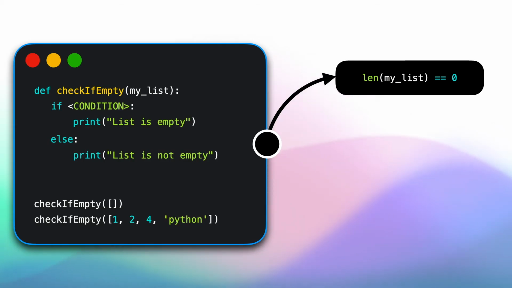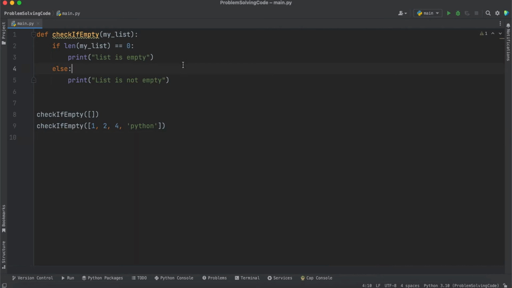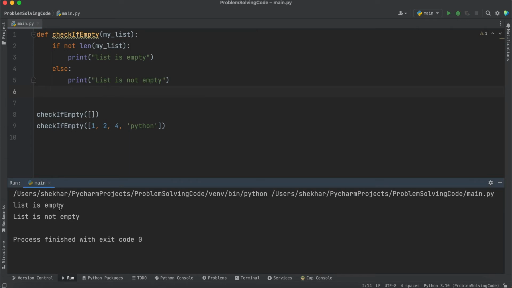Now let's see the second condition that will return true if the list is empty, that is using a not operator and the length function. Let's remove equal to 0 and let's add not in front of the length function. Now if we run this code, we should get the same output, list is empty and list is not empty.